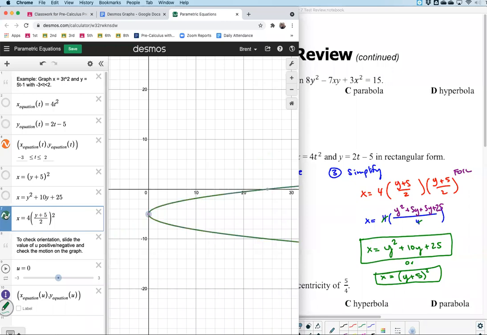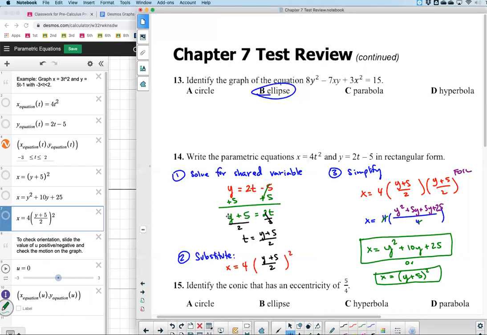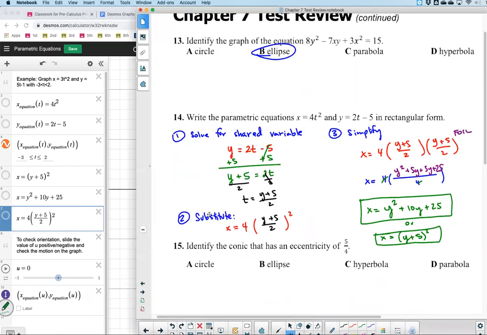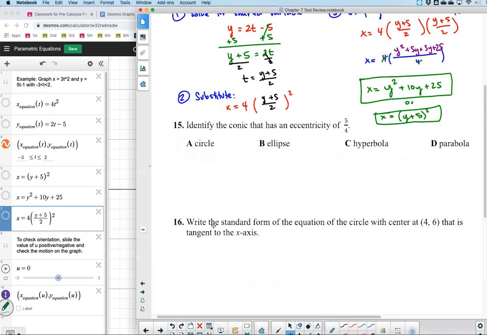All of them overlap one another. So that's a way of graphing, just to get your solution as well using a calculator. Ooh, this one here. Identify the conic that has an eccentricity of 5/4.